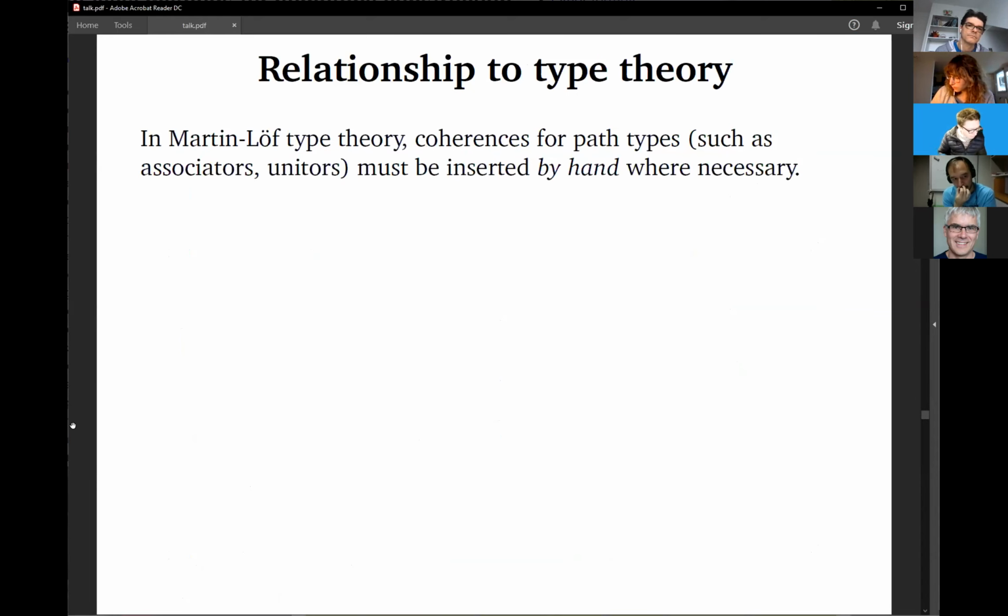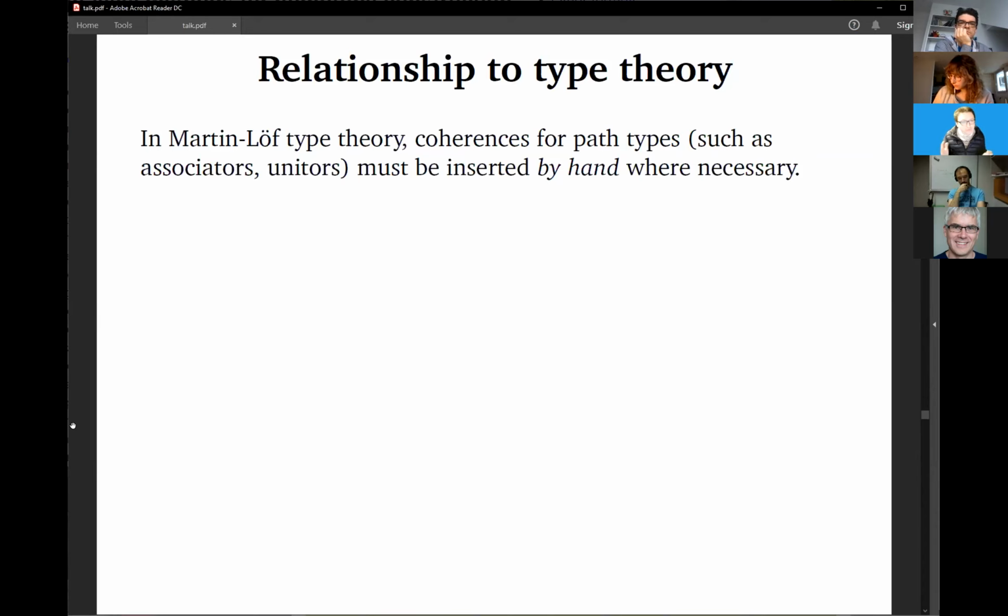Okay, so just to finish, I want to conjecture about how these ideas could be related to other ways in which, as computer scientists and mathematicians, we like to think about high-dimensional algebra. So as we're familiar with in Martin-Löf type theory, coherences for path types, which we might construct, say, using the J rule, must be inserted by hand where necessary. So if we have 3 paths, F, G, and H, which are all nose to tail composable, we could compose F with G and then with H, or we could compose G with H and then F. And these will give us 2 different composite one-dimensional paths.